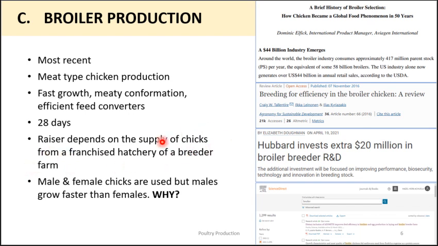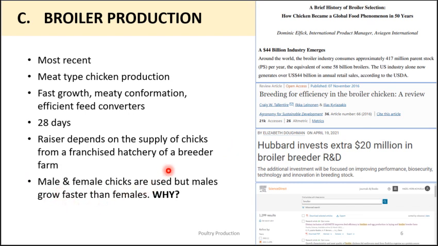Actually, this breeder farm here is not a true breeding farm, as I said earlier. Okay? It's only an assembly plant or a multiplier farm. Okay. Male and female chicks are used but males grow faster than females.